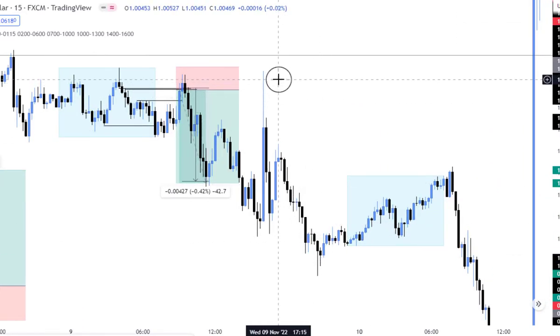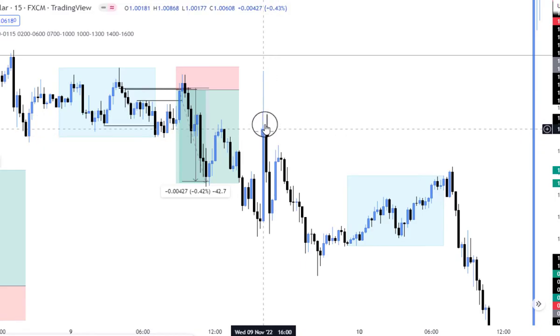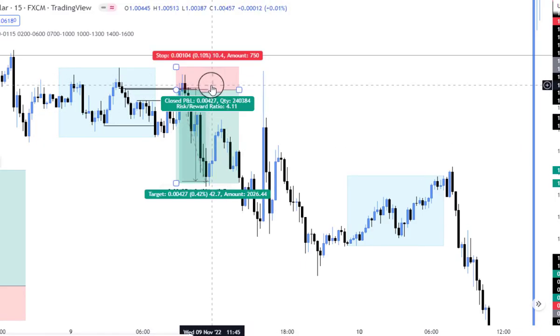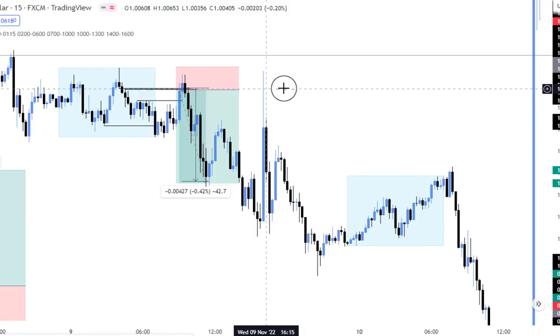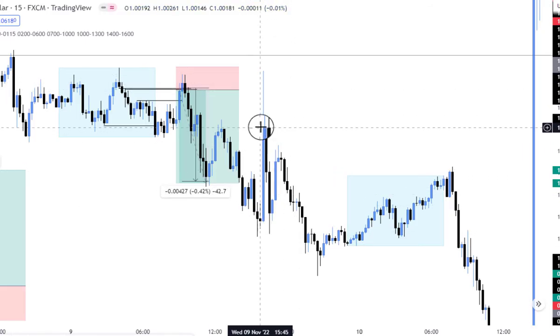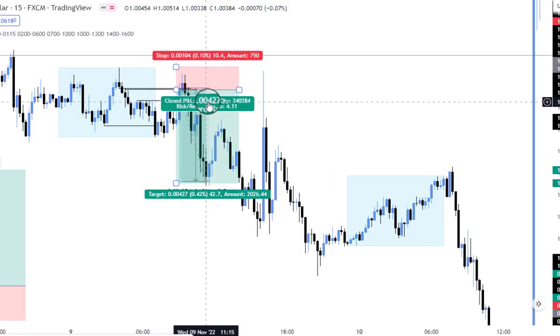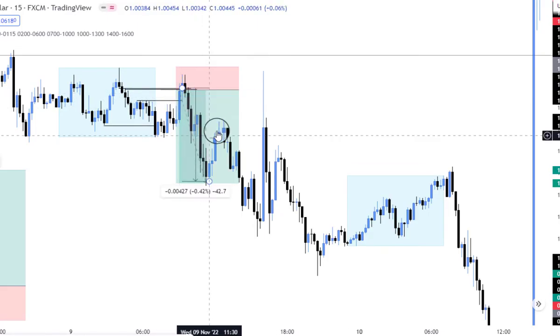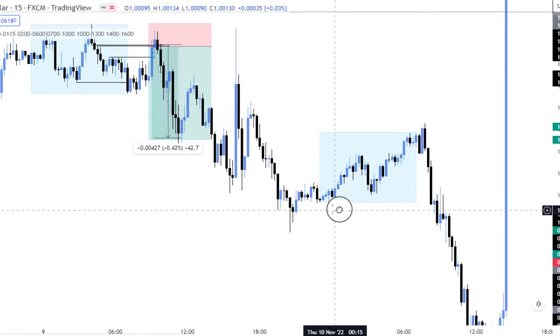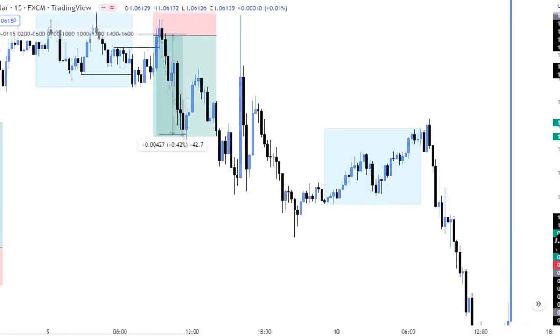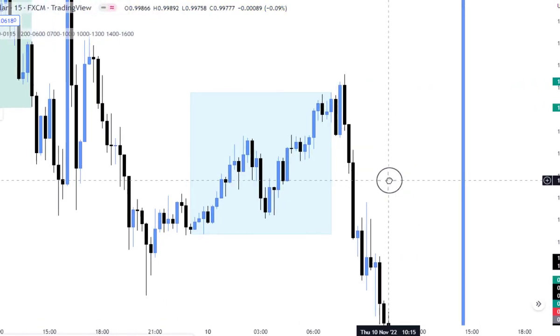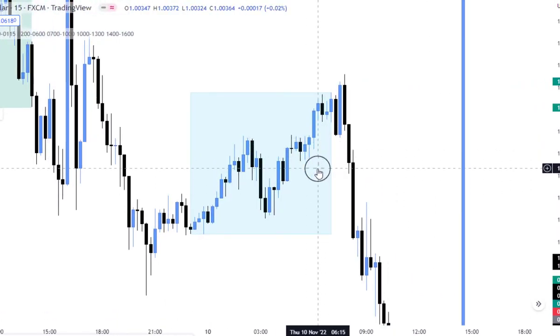This is the New York entry. This is actually a manipulation. You can see the wick traded into our initial entry, but the body of the candle was actually below it. So you will have been done trading during the London session and you're out. Allow price to do what it wants to do. You're not interested, guys.